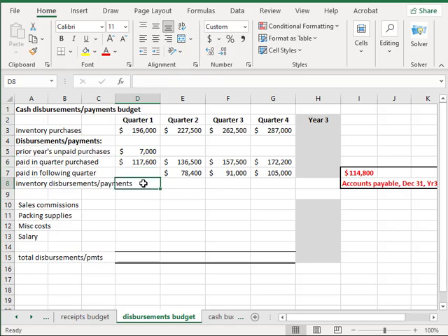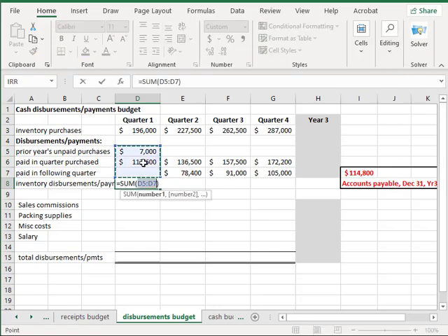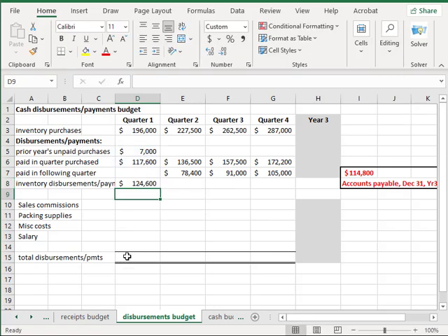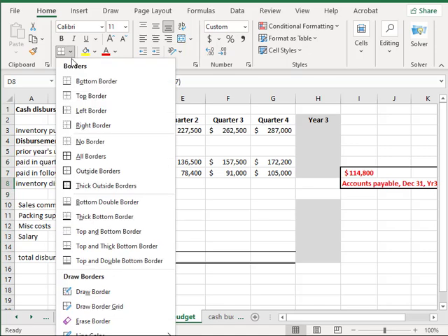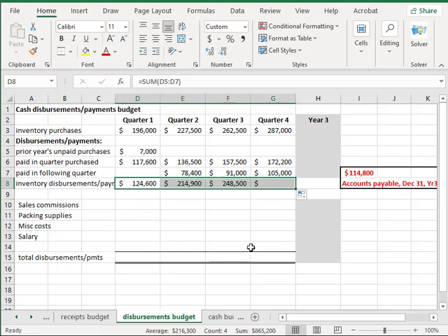So we can add this up. Actually, we don't have to have a subtotal here, but we could if we wanted to. It's up to you. We're doing all the disbursements. So we're going to come down here. There are other disbursements besides disbursements for purchases of inventory. So if you want a subtotal there, you can certainly do that. But we have a few more disbursements.